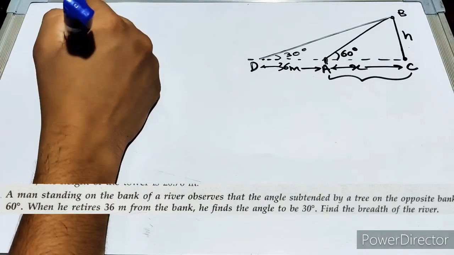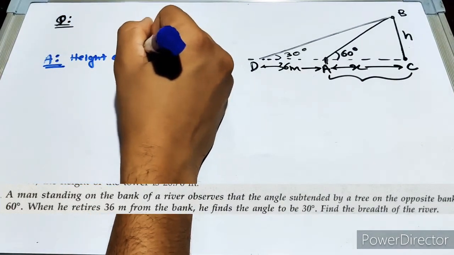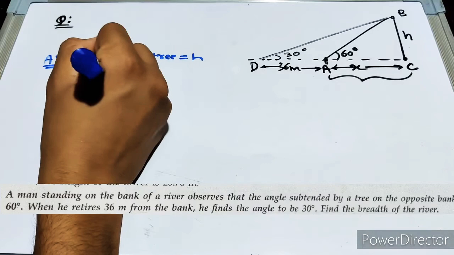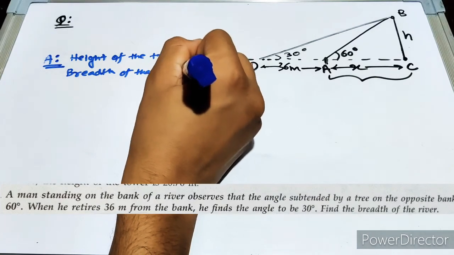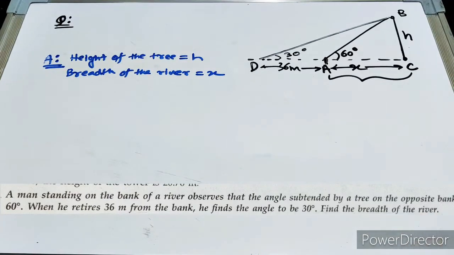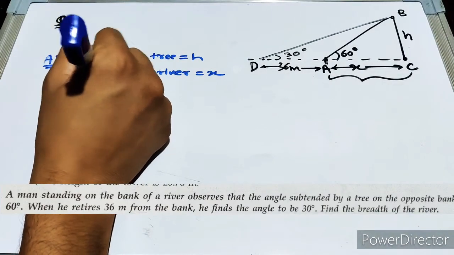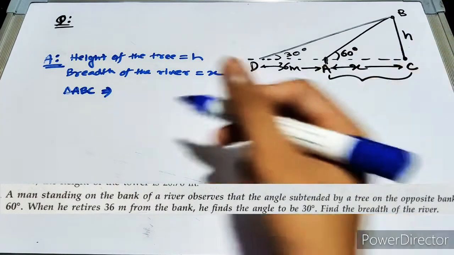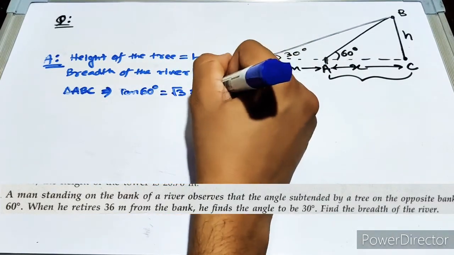We have assumed height of the tree to be h, and breadth we need for the river, and we have assumed it to be x, and we need x only. So let us look at some trigonometric things, and from the triangle ABC, we can clearly see that tan 60 degree is equals to h upon x. This is the perpendicular and this is the base in this case. So tan 60 degree, which we know is root 3, is equals to h upon x.